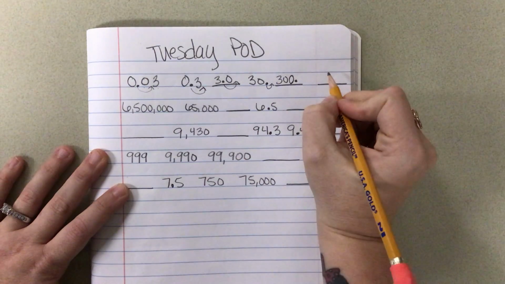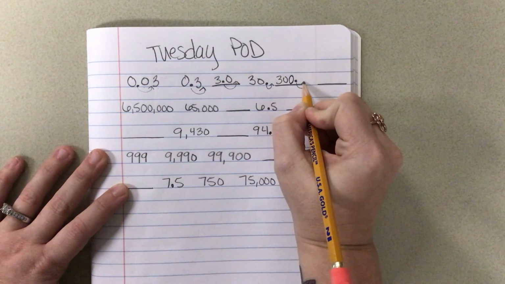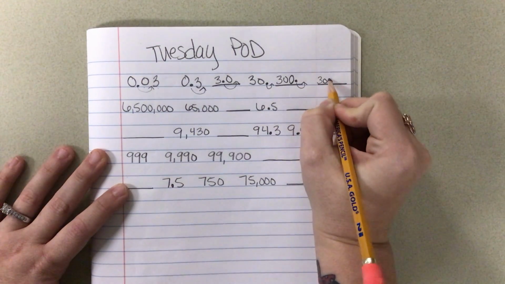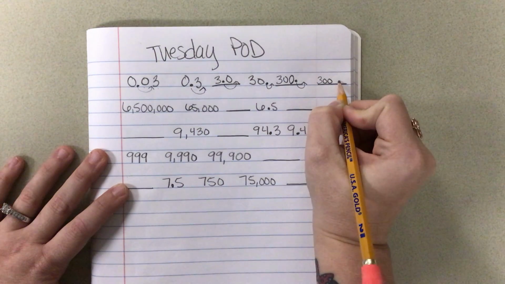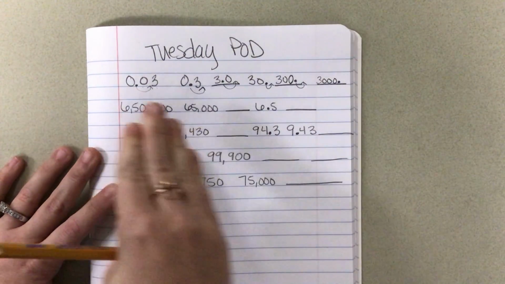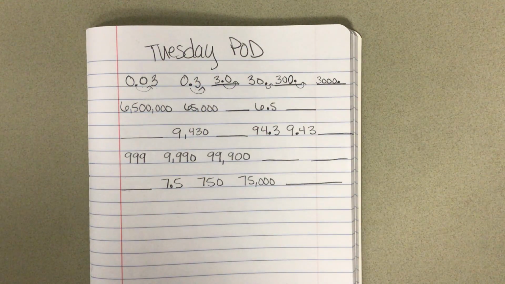All right. And then the next one, again, we're going to take our decimal and move it over. So then we have 300, and then we moved our decimal over 1. So what goes in that spot? Another 0. So as you can see, we're getting one place value larger each time.